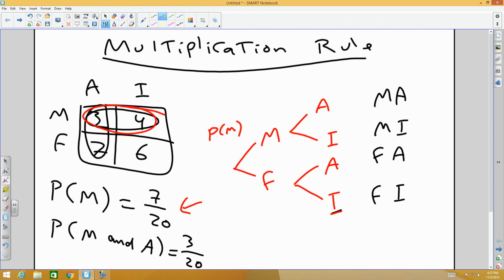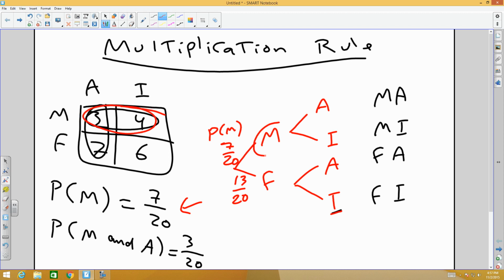Okay? So the probability of male, according to the table, is 7 over 20. The probability of female, according to the table, is 13 over 20. And you notice when you add them, you get 1. And that's always the case. Whenever you do branching, you have to have the sum always 1.